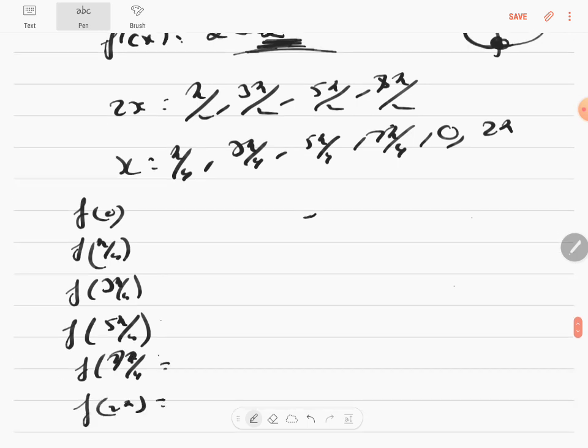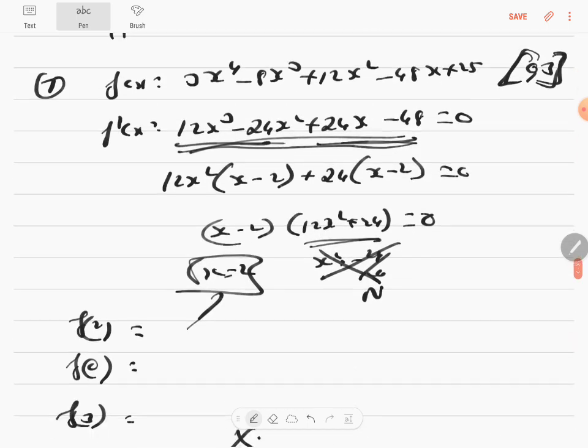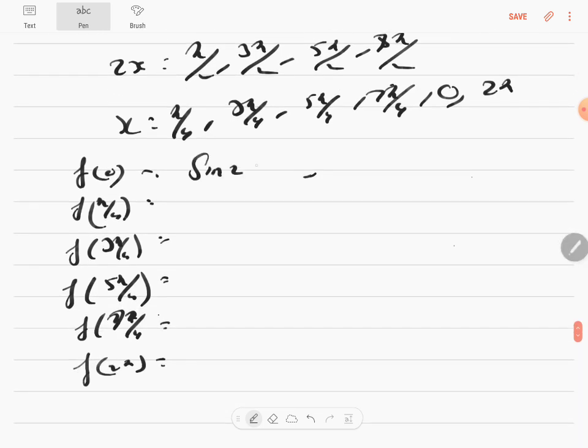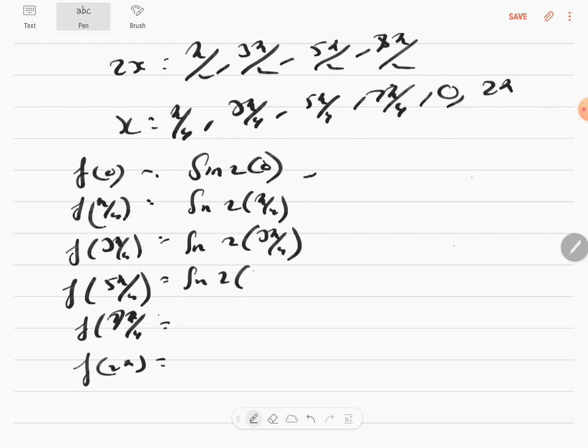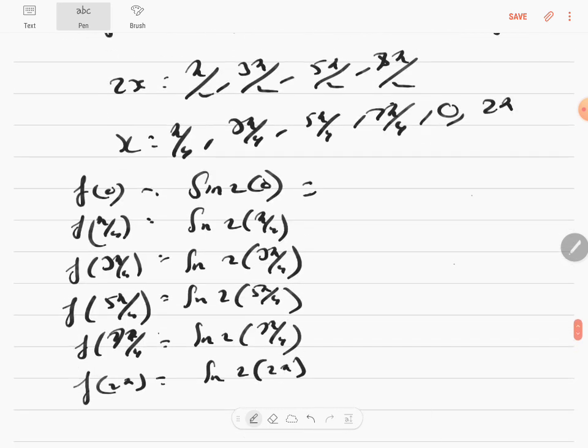All of these you have to substitute in the question. What is the question? The question is sine 2x. So imagine sine 2 into 0, sine 2 into pi by 4, sine 2 into 3 pi by 4, sine 2 into 5 pi by 4, sine 2 into 7 pi by 4, sine 2 into 2 pi. Like that you will substitute and find which is the maxima and which is the minima, which is sine 0, 0.